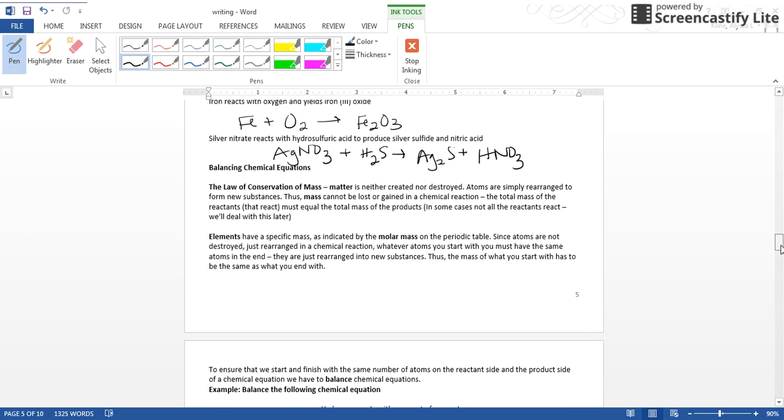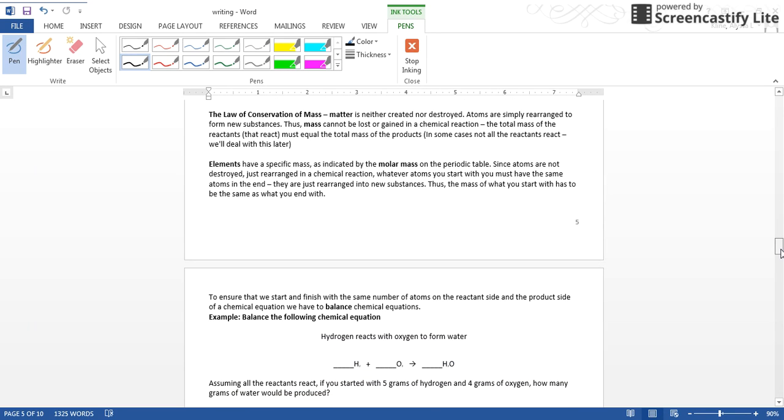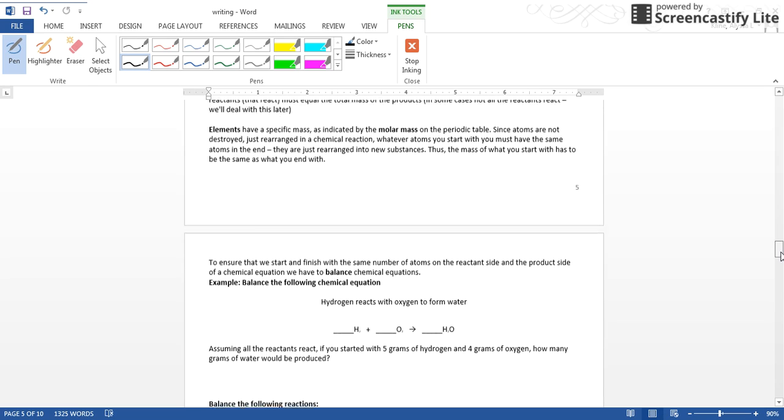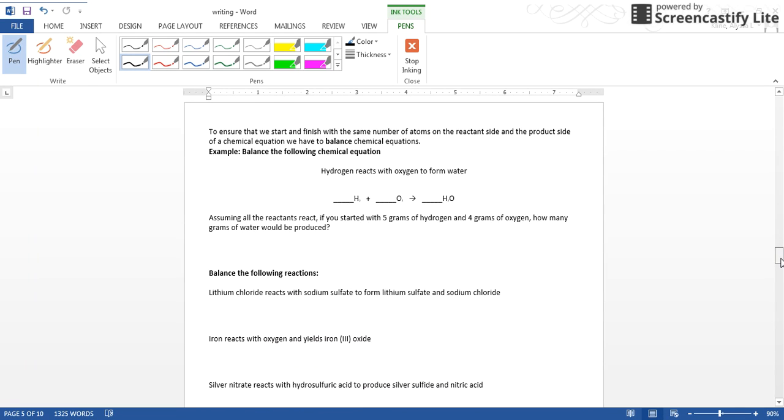So the law of conservation of mass basically says matter is not created or destroyed. It's just rearranged. That means we can't gain or lose anything as we go throughout a reaction. So we're going to need to take that into account with what's called balancing reactions. To balance this equation here, we need to look at a count of each element on each side. So you can write these out if it helps you. If you don't need this step, then that's great.